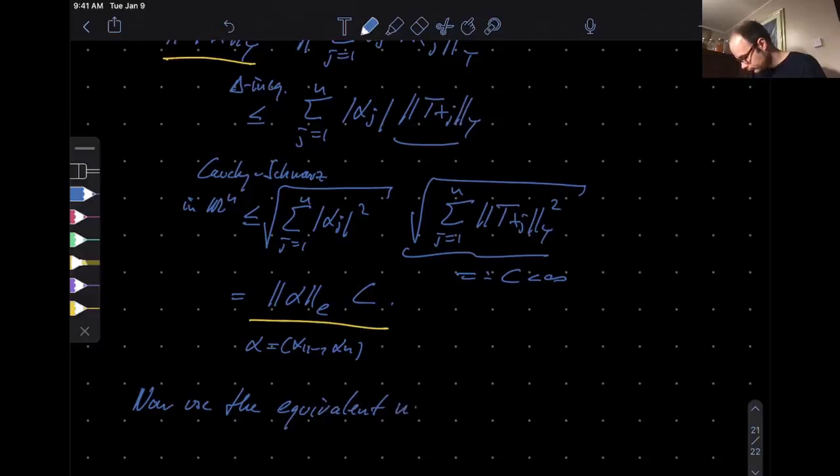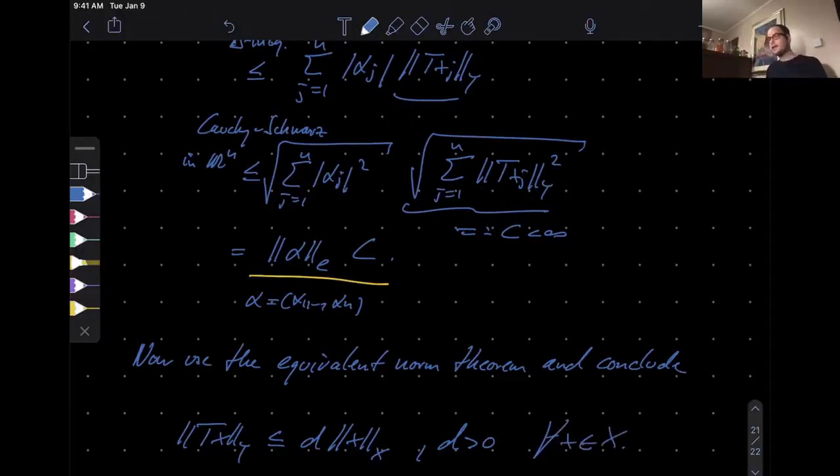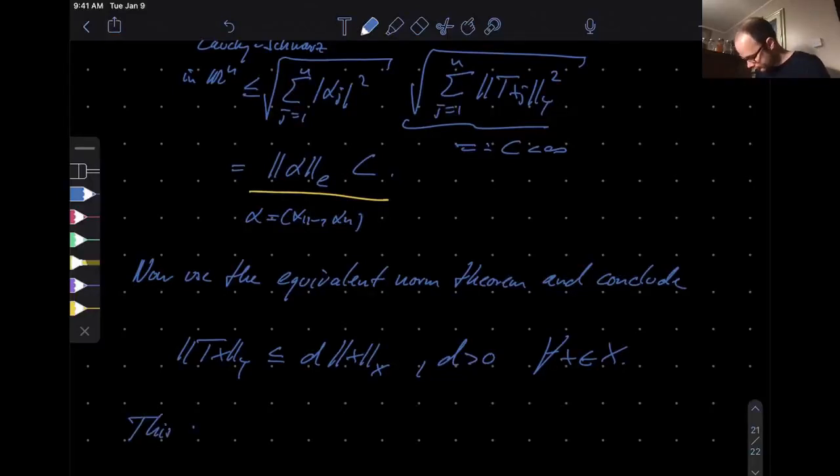equivalent norm theorem and conclude that the norm of T x in Y is less than or equal to, say, some constant D times the norm of x. Okay, that's it. And D is positive, say. And this holds for all x in X. And this shows that indeed any linear map that starts on a finite dimensional vector space is a bounded linear transformation. This shows T is in L(X, Y). Again, also a reason why we're not so much concerned about finite dimensional spaces in this class.